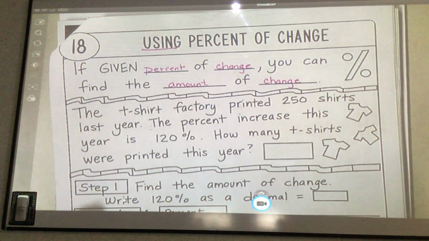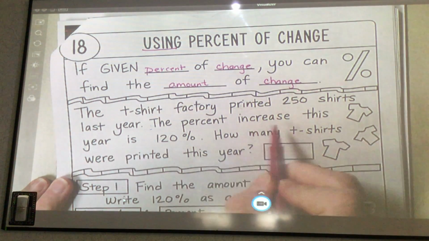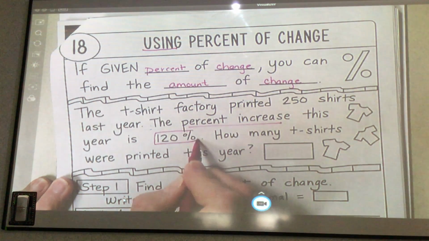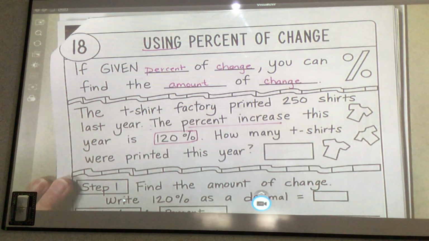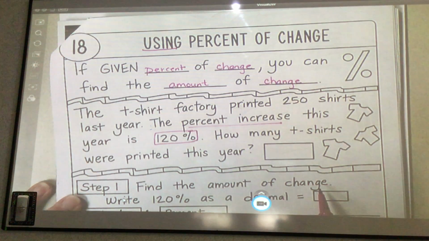So the t-shirt factory printed 250 shirts last year. The percent increase this year is 120%. How many t-shirts were printed this year? First step is to find the amount of change.